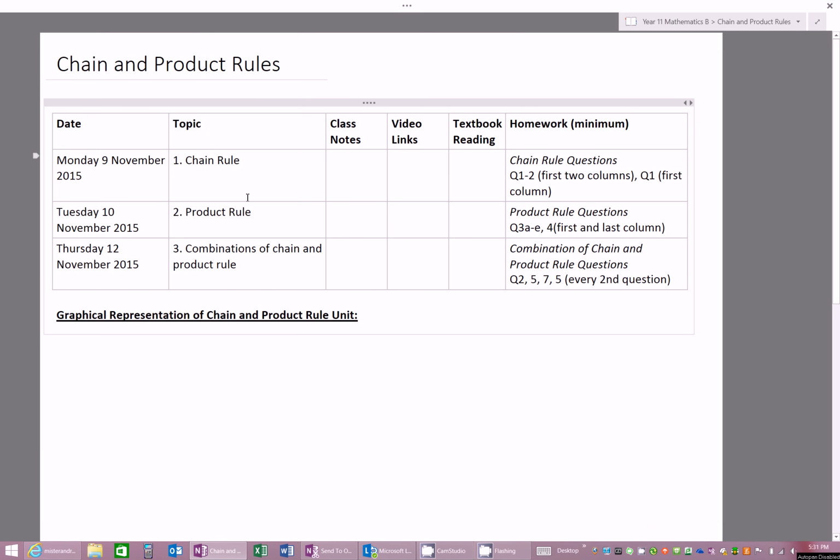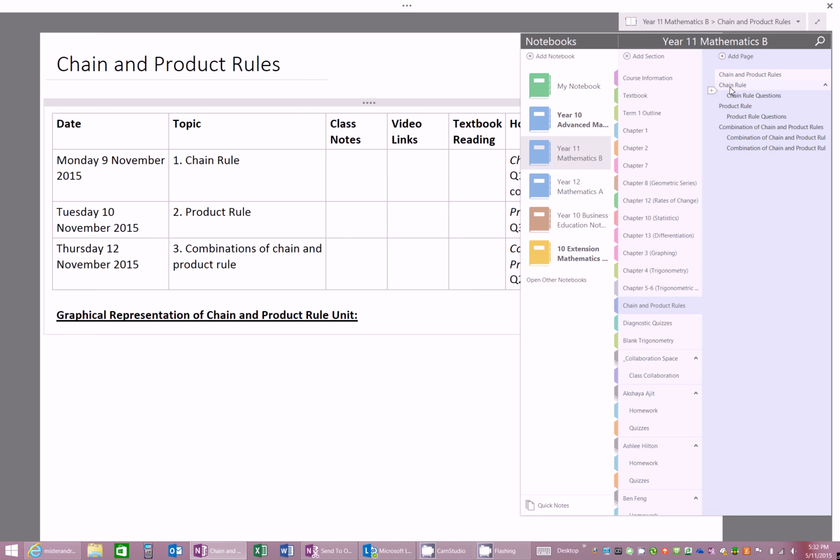This is the start of the last unit for the term. It's about chain and product rules, which is all just differentiation rules. We've got 3 topics and it should be done in a week. So I'll go into the first one, which is the chain rule.